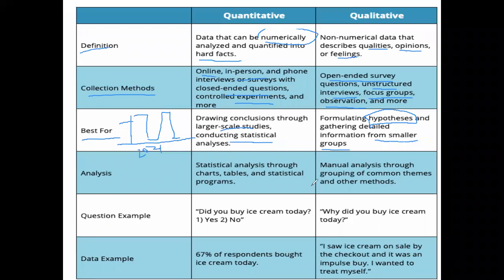Okay, for qualitative I'm giving one example here, you can understand. Before that, what about analysis exactly? That is statistical analysis through charts, tables and statistical programs. Okay, and what about qualitative analysis? For example, you can say that the cake color is orange, black and blue.